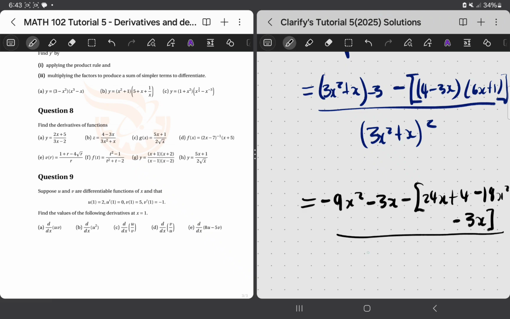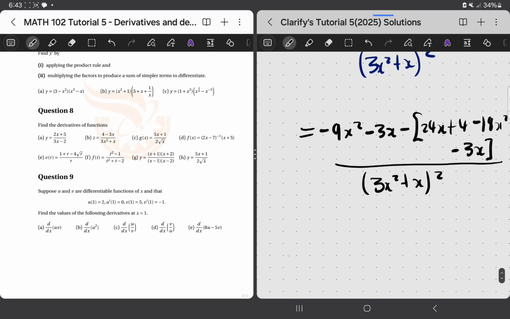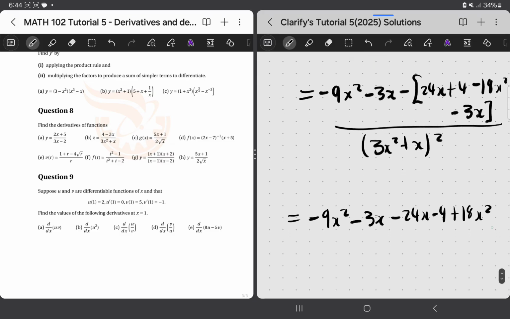All over 3x squared plus x all squared. Then what are we going to get? We are going to get negative 9x squared minus 3x minus now the whole thing, which is going to be minus 24x, minus 4, then minus minus becomes plus 18x squared, minus minus becomes plus 3x. It's all over 3x squared plus x all squared.